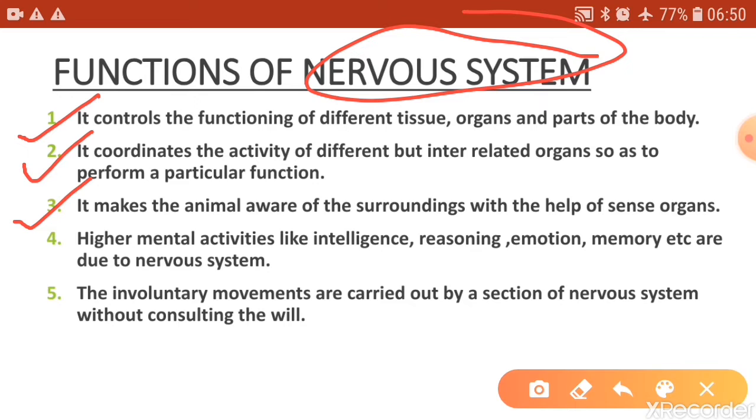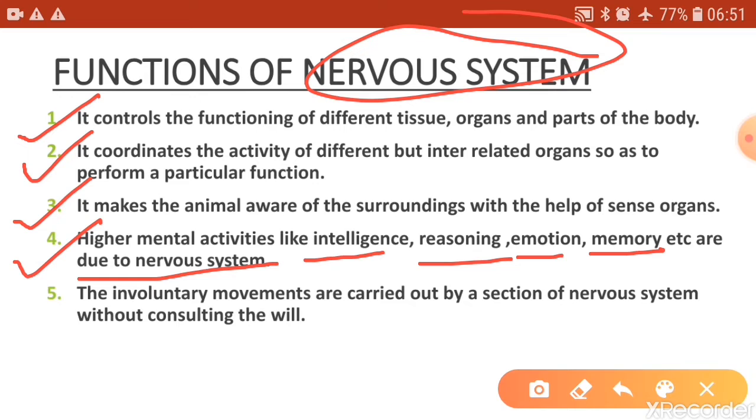Now, the next important function of the nervous system is that it makes the organisms or the animals aware of the surroundings with the help of sense organs. So we come to know what is happening all around us. It's because of the receptors. You have already learned how receptors first receive the stimulus, and then this message is conveyed in the form of an electrical impulse to the brain where analysis occurs, right? So in this way the nervous system helps us to be aware of whatever is happening in our surroundings. The next important function is that higher mental activities like intelligence, reasoning, emotions and memory are all due to the nervous system.